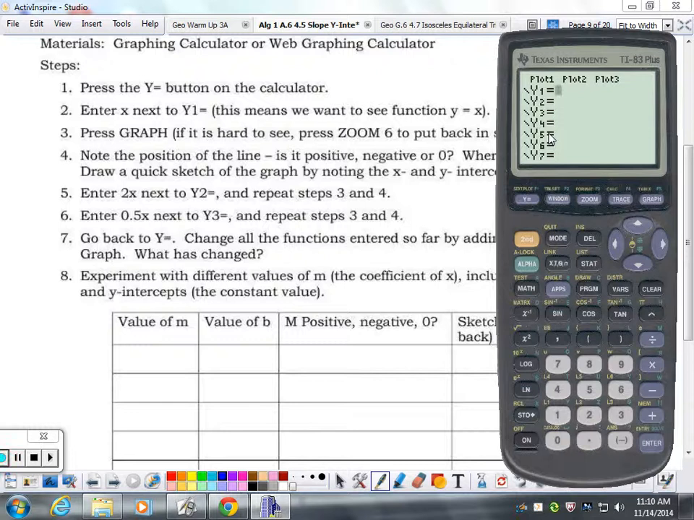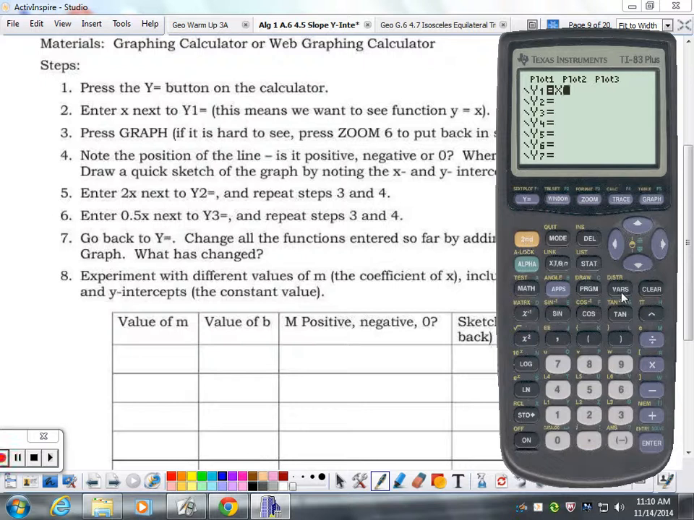So I'm going to start with y equals x. Do you guys remember where the X is? You'll look for this alpha button. Don't press it. Just look for it, and then go one to the right. And if you press that, you should get an X. Everybody finding that? Okay.